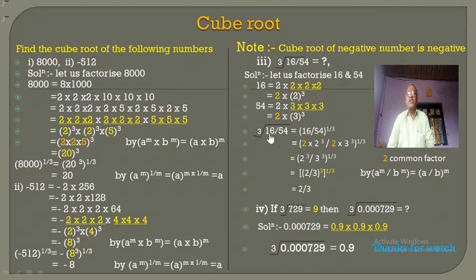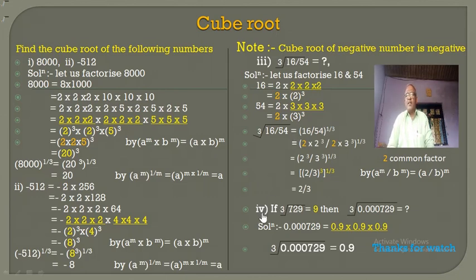So we get third root of 16 upon 54 is equal to (2 into 2 cube upon 2 into 3 cube) raised to 1 upon 3. Here 2 is a common term, so cancel this, and taking the cube root, we get 2 upon 3 is the cube root of 16 upon 54.